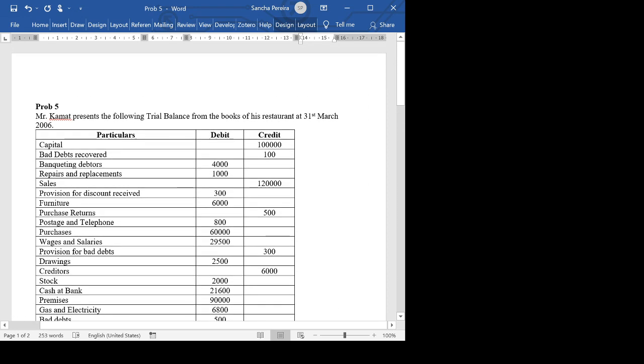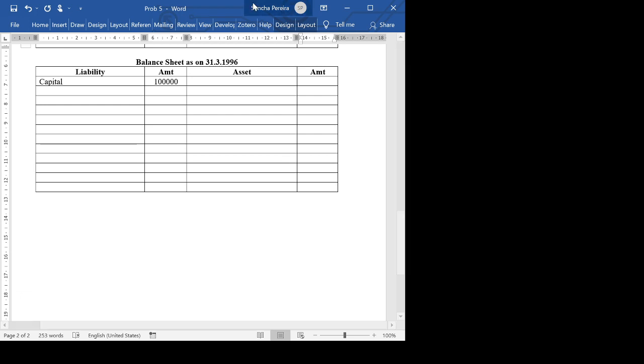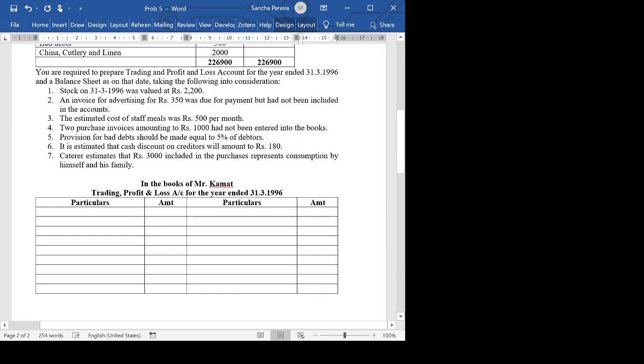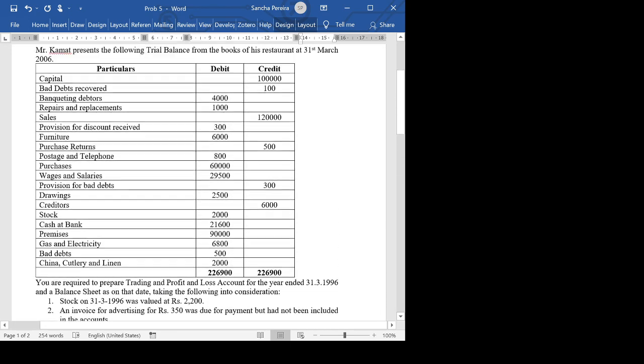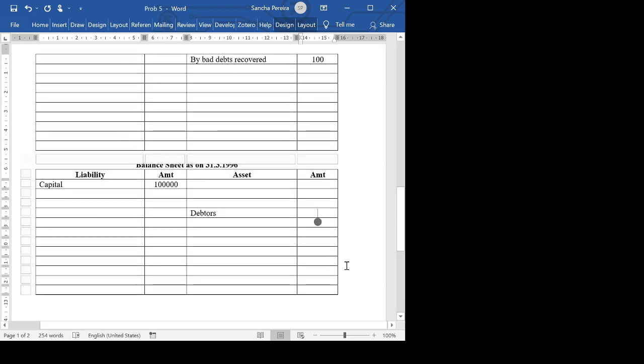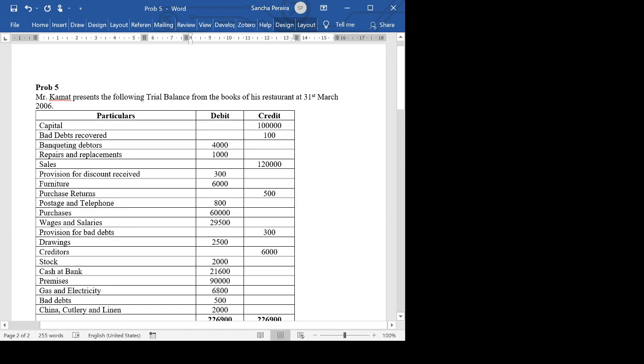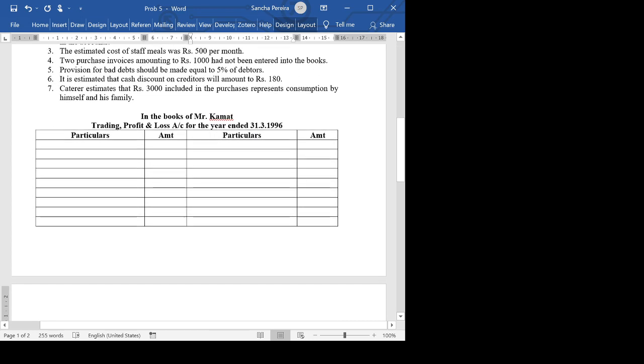Then there is banqueting debtors, 4,000. I'll leave some lines for the fixed assets. There's no depreciation here. I think there is an adjustment for debtors, which is, yeah, provision for debtors. There's a provision. So I will have to write this in the inner column. There's RDD here. Repairs and replacements, 1,000.